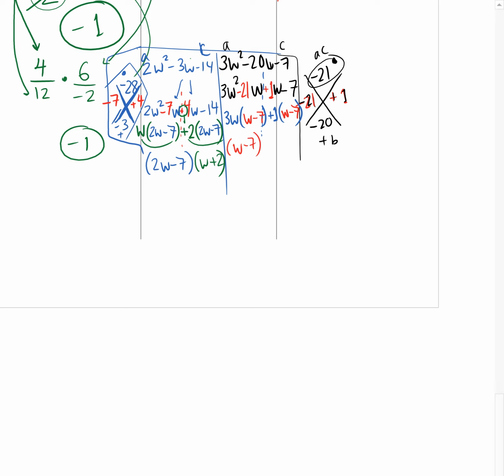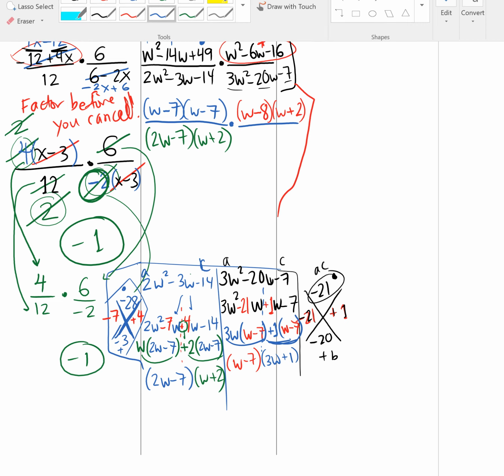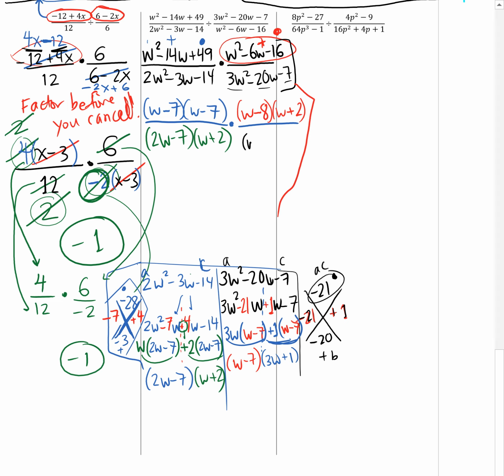Those have the factor of w minus 7 in common. What's the leftovers there? 3w from the first term, and plus 1 from the second term there. So there's the factorization. W minus 7, 3w plus 1. Whew! All that work. Okay, w minus 7, 3w plus 1.